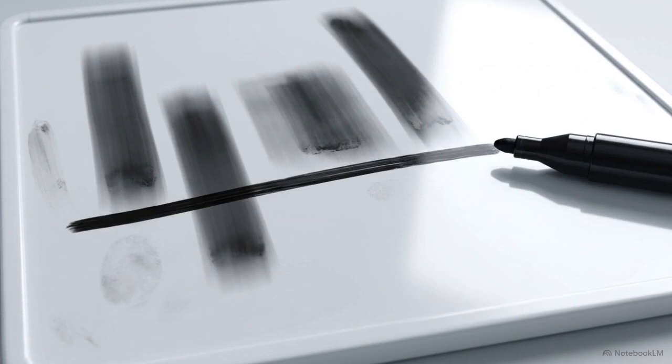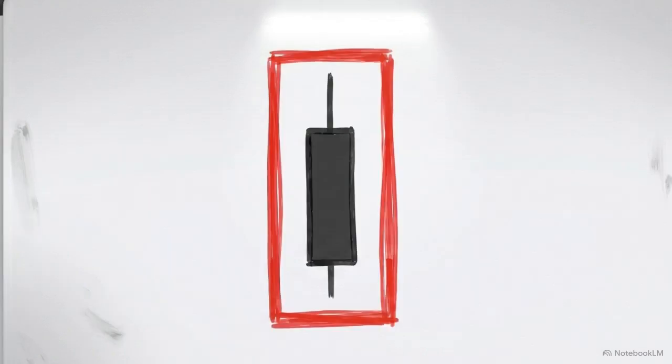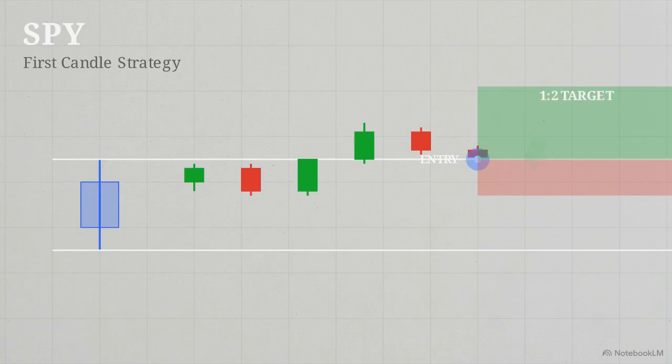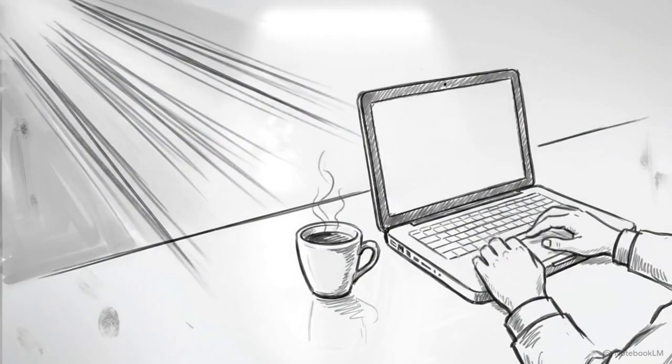Mark the range, wait for the 1-minute close, enter on the retest, and manage the risk using structural levels. Look at how these steps appear in a real SPY execution. The initial range is set, the retest provides the entry, and the price climbs steadily until it hits the 1-to-2 target line. Tomorrow at 9:30 a.m., pull up a blank chart.